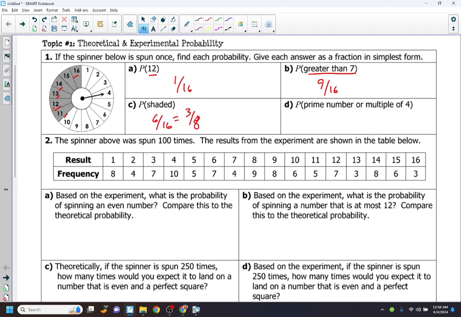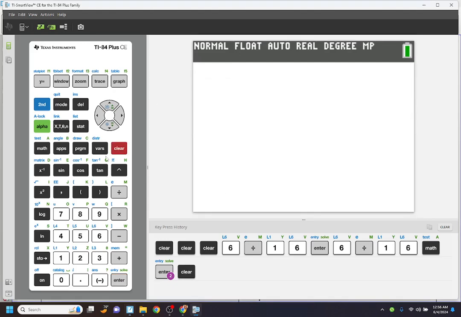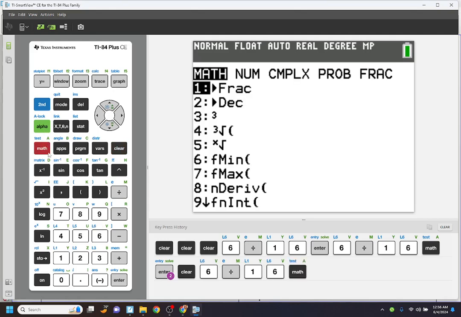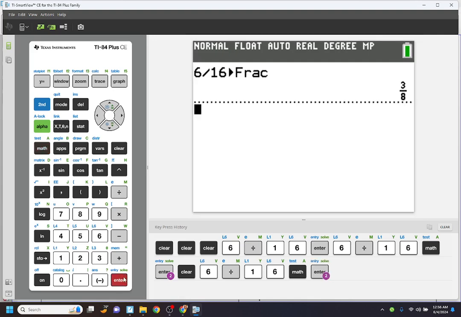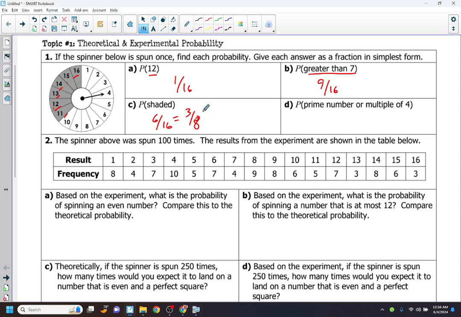That's simplified. Now, let's say you're scared in the test and you don't know how to simplify. Put the fraction you had first, which is 6 over 16, so 6 divided by 16. Then click the math button over here, underneath the green alpha button, and press enter, frac, and then enter again, and you should get the simplified version, 3 over 8. So if you want to simplify something, you can always use that. Remember, it's multiple choice, so this is the answer that will show up, not 6 over 16.